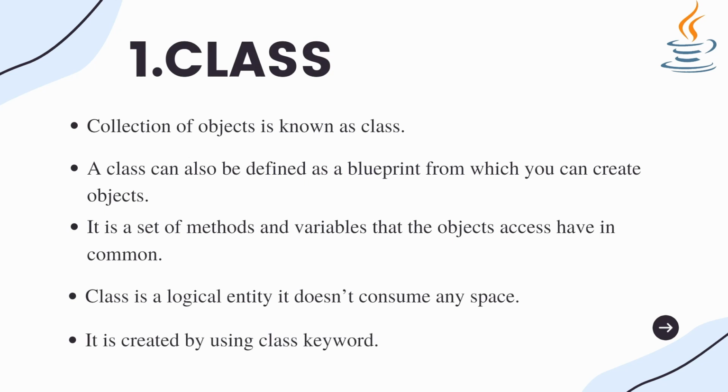Let's try to understand what a class is. A class is defined as a collection of objects. A class is like a blueprint or a prototype from which you can create an object. It is a set of methods and variables that objects can access in common. A class is a logical entity and it doesn't consume any space. Whenever you want to create a class in Java, you have to use the class keyword.